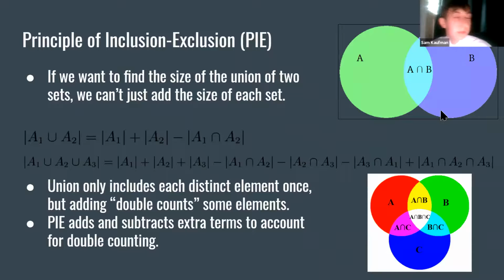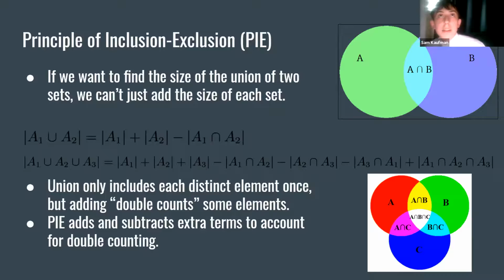So now we're going to talk about this thing called the principle of inclusion and exclusion. The principle of inclusion and exclusion, which is abbreviated as PIE, is a tool to find the number of elements of the union of some number of sets. So if you want to find the size of the union of two sets, you can't just add the number of elements in the two sets, because then you'll overcount some things.